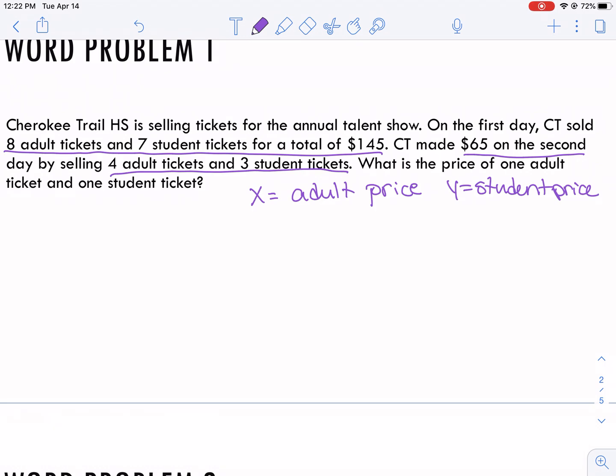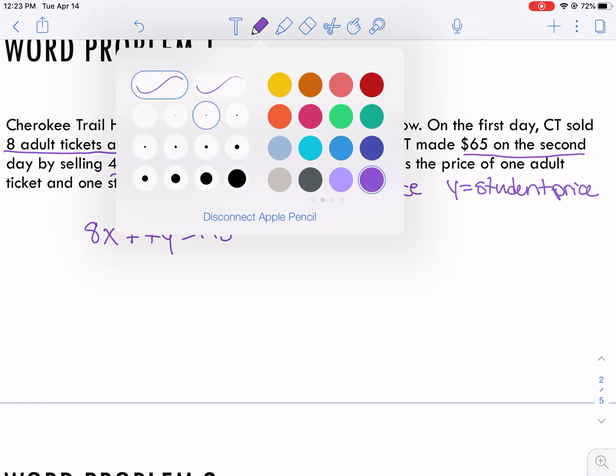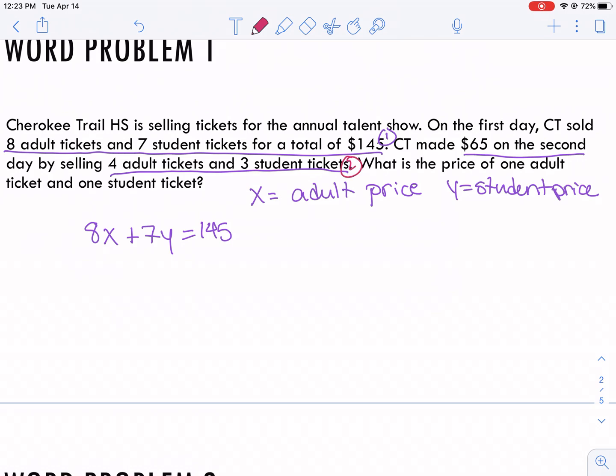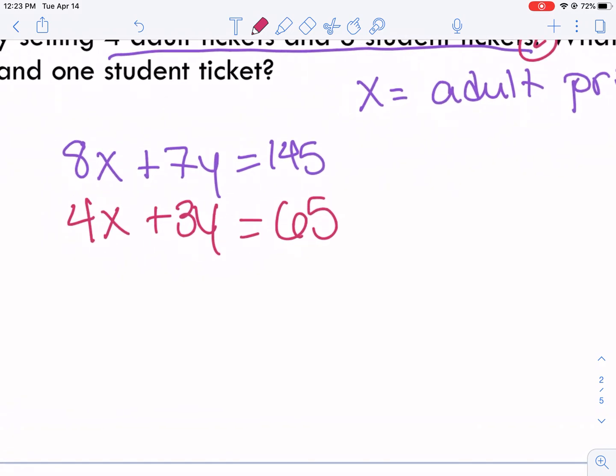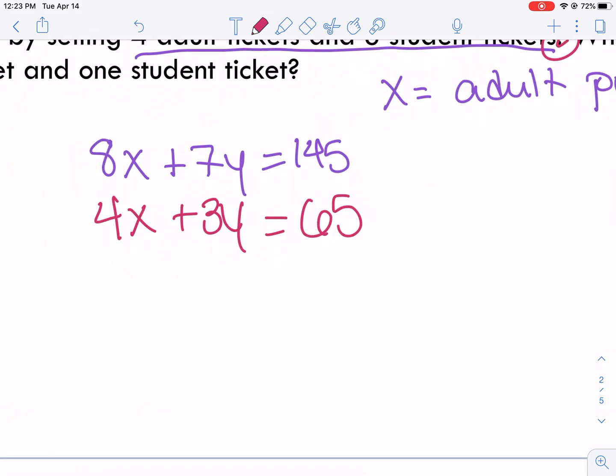And then we're just going to write an equation that matches each sentence. So we had 8 adult tickets, so 8 times the price of the adult tickets, plus 7 times the price of the student tickets, and they made $145. So that's this first sentence here. Then for our second one, well, we made $65, so I'm going to keep it equal. We sold 4 adult tickets and 3 student tickets. And then here's our system. So that's right, we wrote our system. It is in standard form.